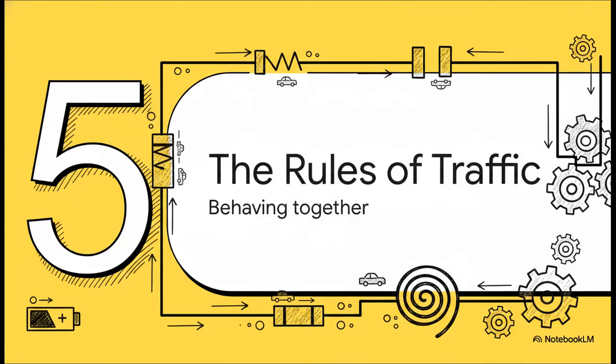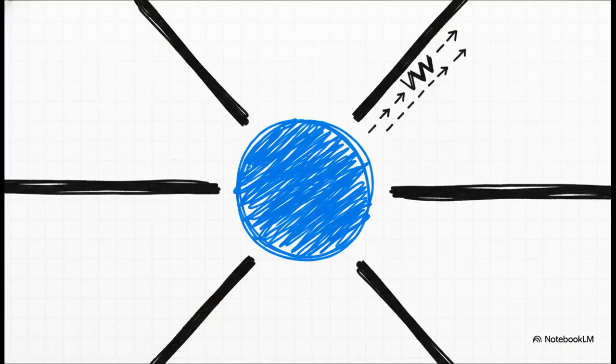And now we arrive at Section 5, the rules of traffic, how these elements behave together. We know how the flow works, and we've met the elements that manipulate it. But how do they behave when they're actually interconnected? Well, to navigate a circuit, you first need to understand the map. A node is simply the point where two or more branches connect. Think of it as a street intersection. A branch is a direct path between two nodes, the street itself.